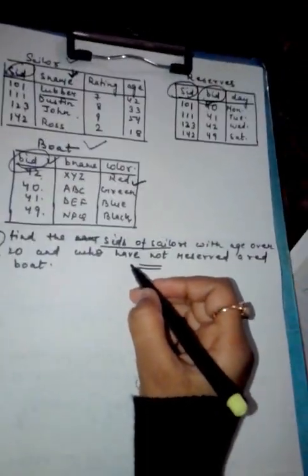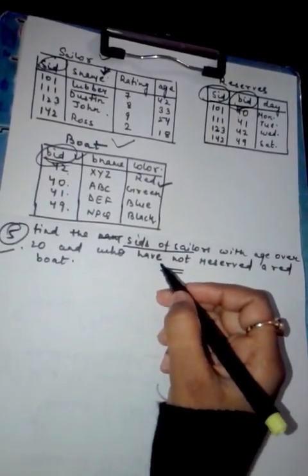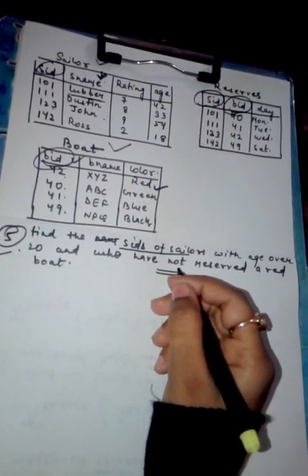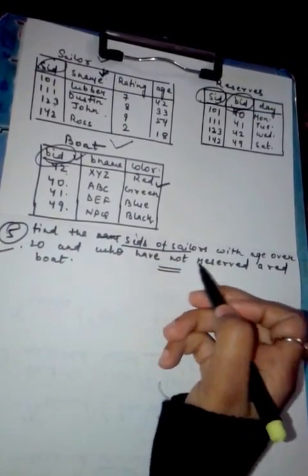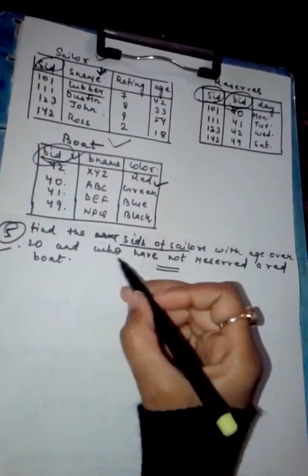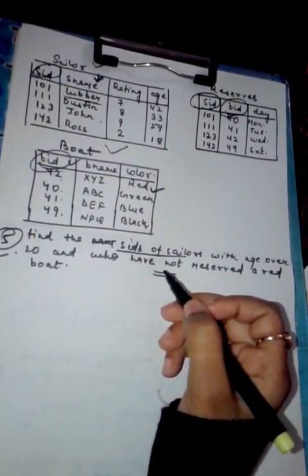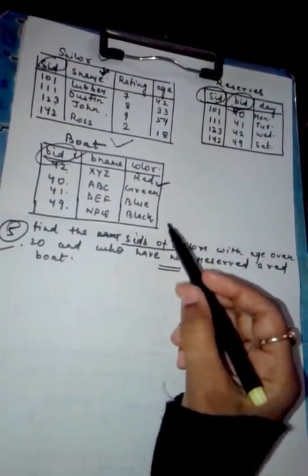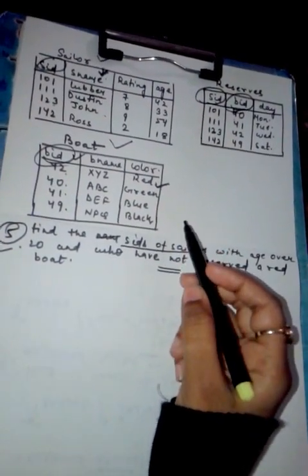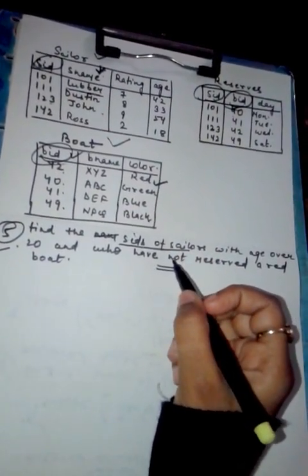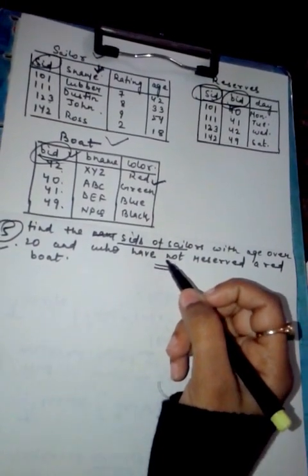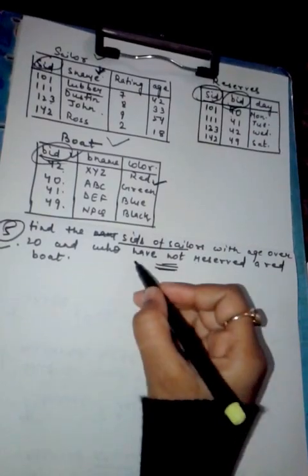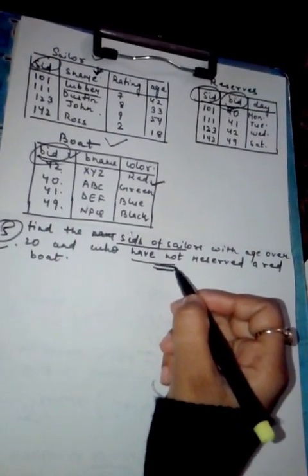So which operations will be used here? We will use a project operation and a select operation for selecting the age and selecting the color of the boat. We use a natural join operation to link all these three tables, because all three tables will be required for solving this query. And finally we use a set difference operation, because here "have not" is used, so we use a set difference operation.